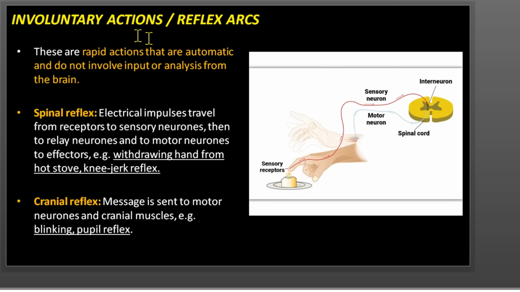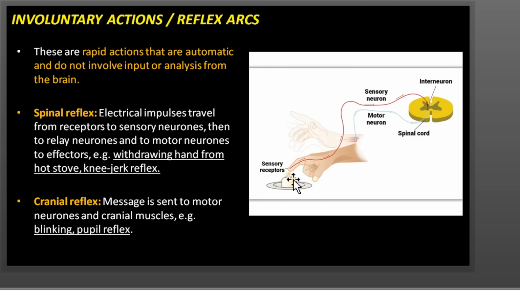Involuntary actions, or reflex acts. These are rapid actions that are automatic and they do not involve input or analysis from the brain. So there's no sensory input from the brain in this case. So if you have a spinal reflex, for example, let's say someone touches this flame by mistake and they have to pull away their hand.